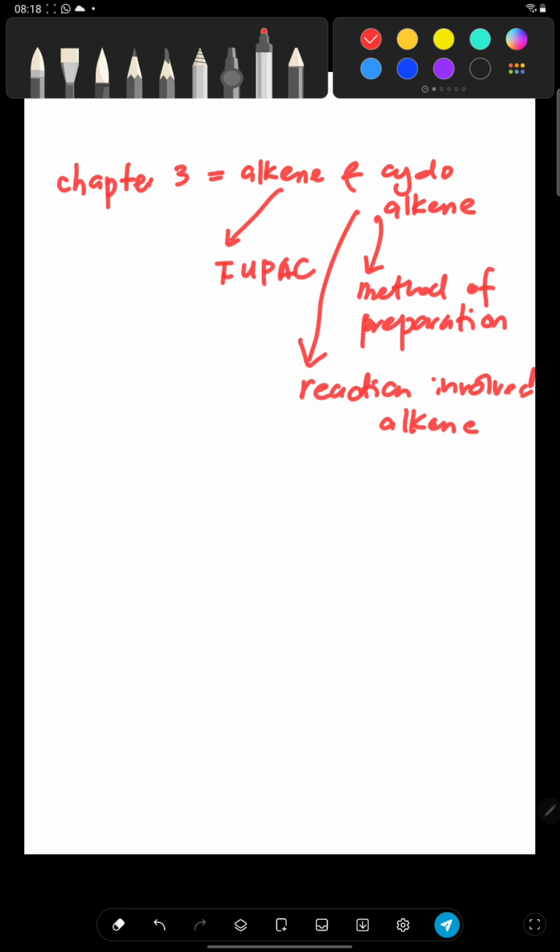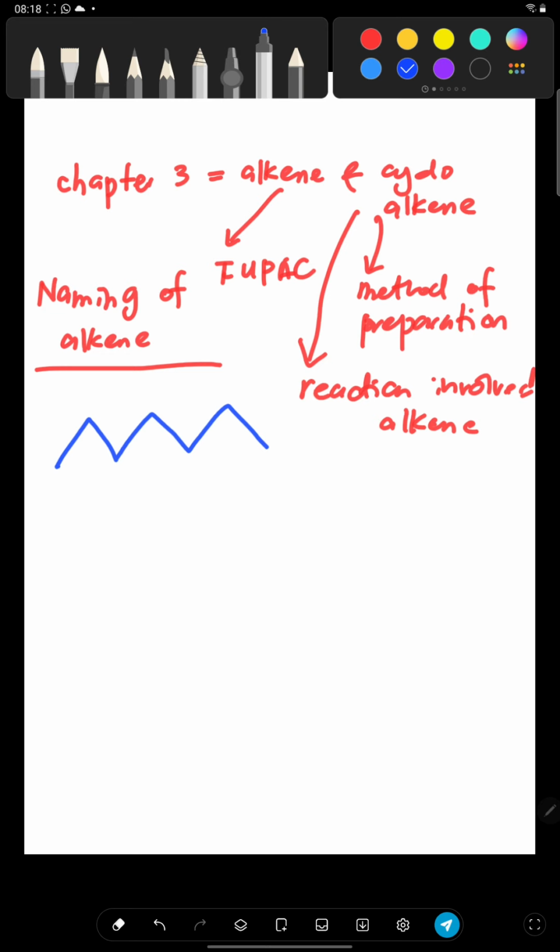So for naming of alkene, normally we will use IUPAC naming. IUPAC naming is the standard one. Okay, let's say I draw the structure for alkene. First thing you need to do is find the longest parent chain of carbon.